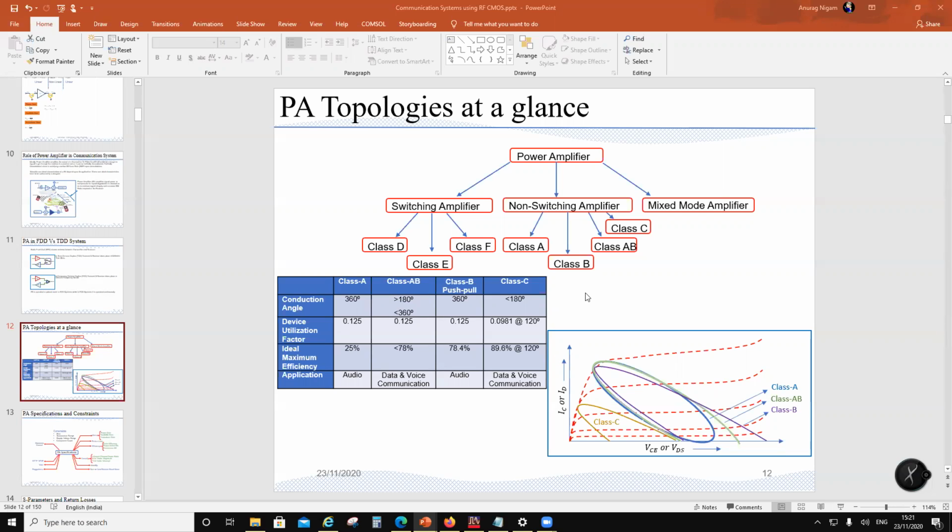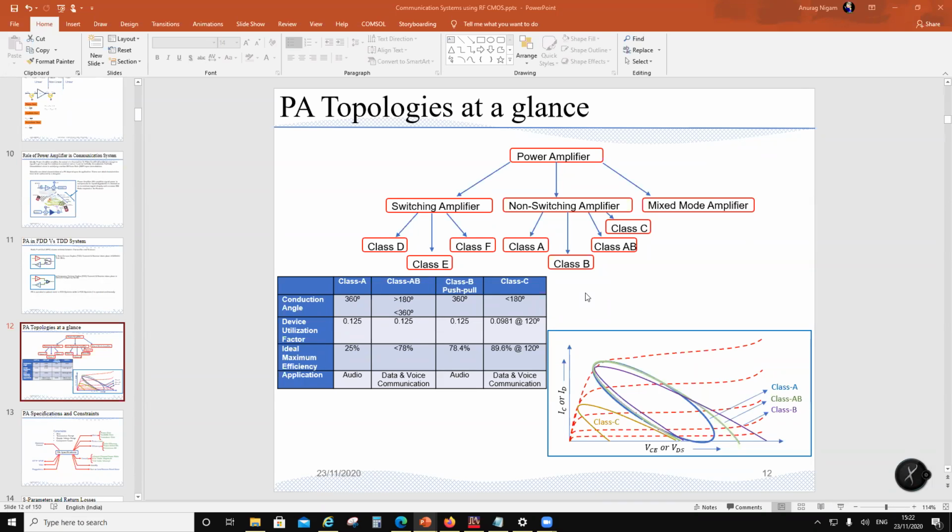Class F has three divisions again, F1, F2, F3. All of them ideally are 100% efficient. How do they achieve 100% efficiency? The voltage across the device and the current through the device are out of phase. Because of that, there is no dissipation in the device.